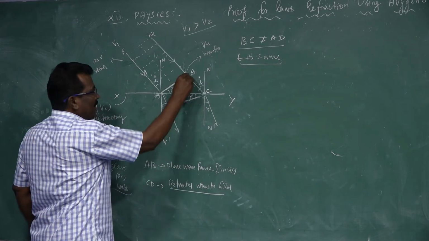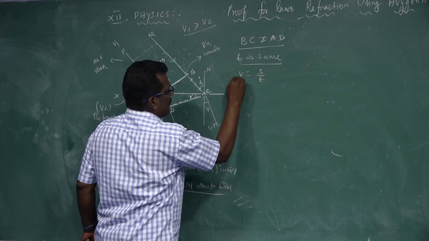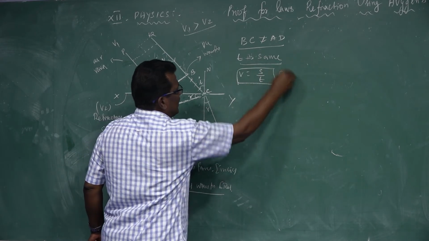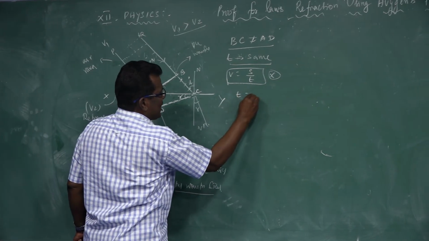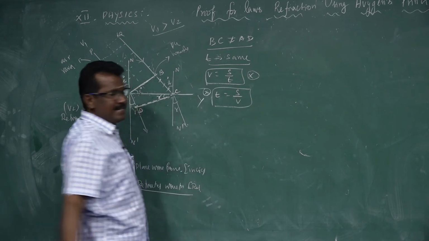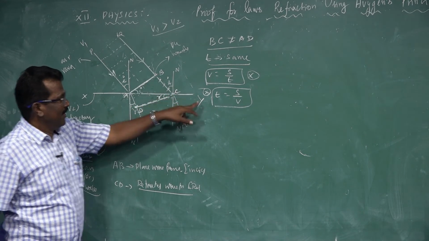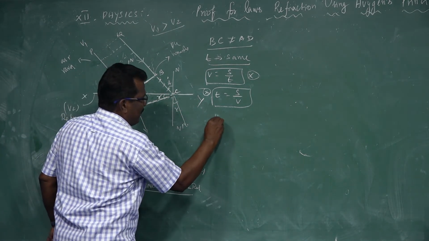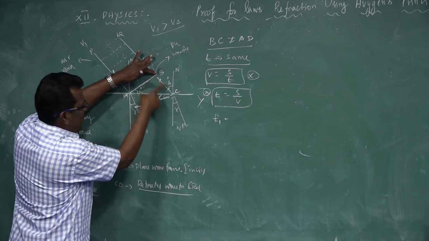Okay, now calculate the time. Velocity is equal to displacement by time. We know that formula. So time T is equal to S by V. See, what is the time taken from B to C? T in the air medium, that is T1, is equal to S, displacement BC.